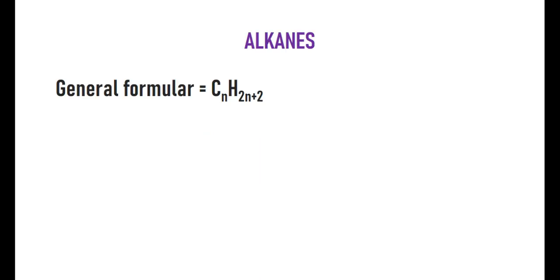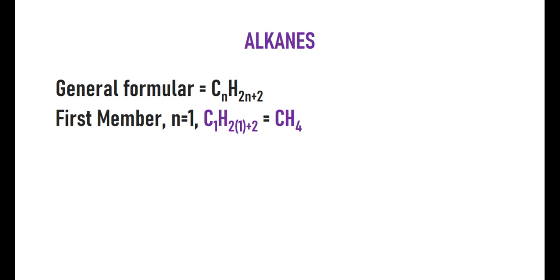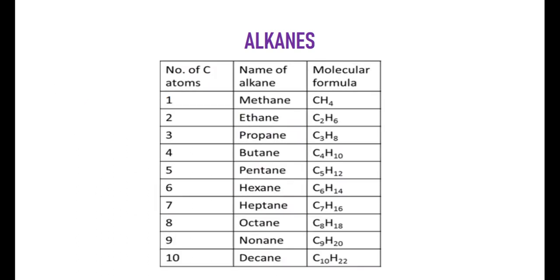Alkane. This is a homologous series of saturated hydrocarbons. They have a general formula CnH2n+2. So that means for the first member, just add 1 as n, and then you get CH4. And this is called methane. The next member, C2H6, is called ethane. The next member, propane. The fourth, butane.